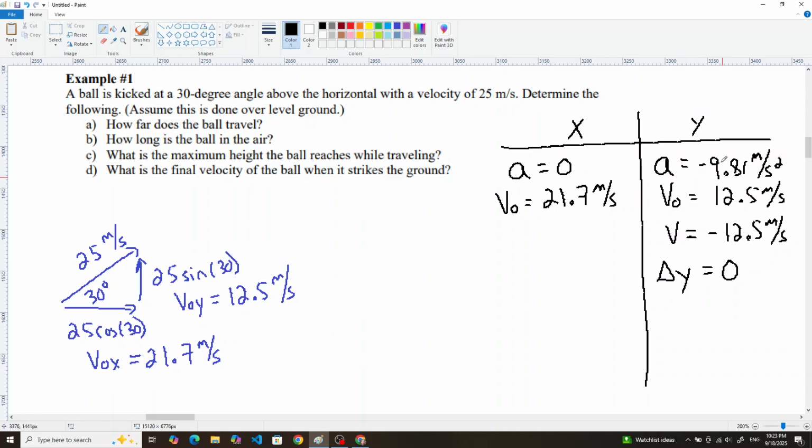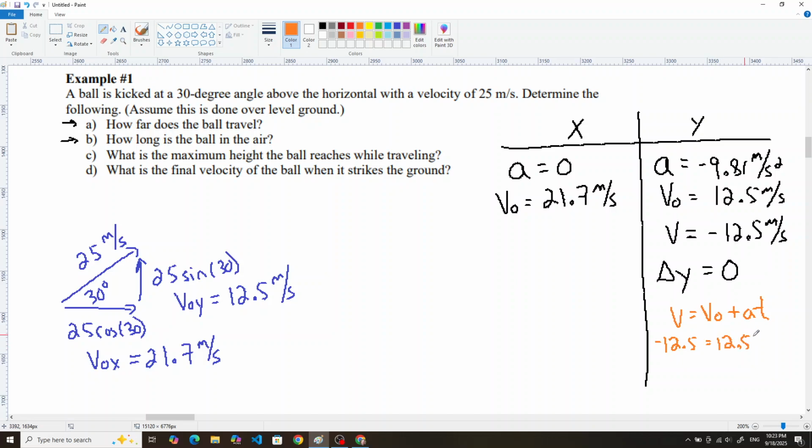So we have a lot of information about the y direction. The only thing we actually don't know about the y direction is time. And, well, strangely enough, question B asks, how long is the ball in the air? I can't actually answer question A unless I answer question B. So I'm going to start with question B. I can use either the first or second formula. It doesn't matter. I'm going to use the first one because I find it easier.